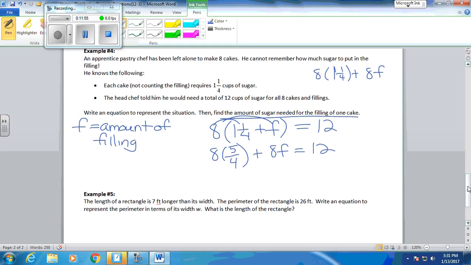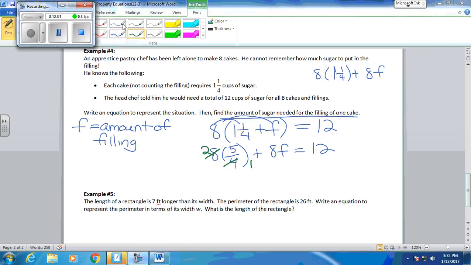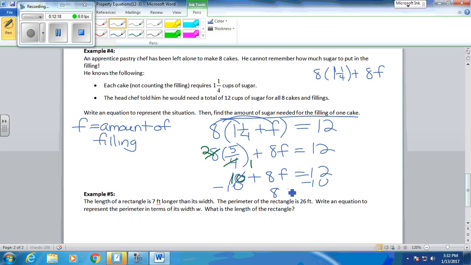I can cross cancel with the 8 and the 4, so this becomes 2 and this becomes 1. And so 2 times 5 will leave me with 10. Oops, this is 10 plus 8F equals 12. Subtract 10, which leaves me with 8F equals 2.